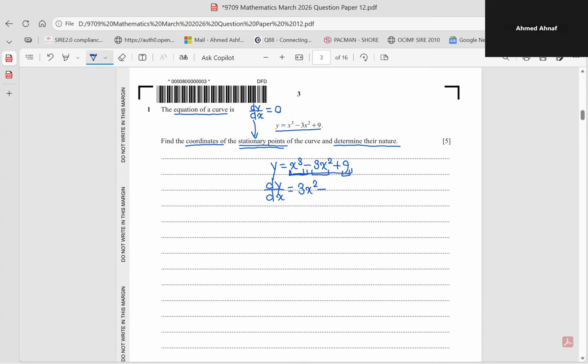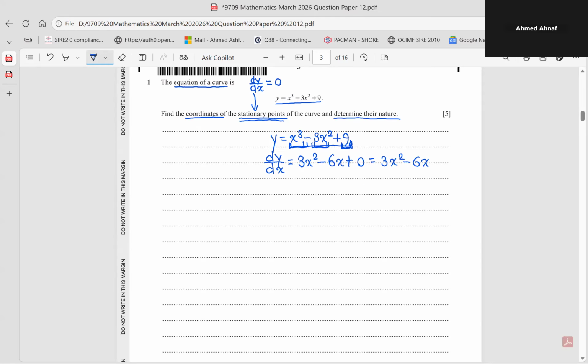Keep the minus sign. Do the same for 3x squared. Bring down the 2, so 3 times 2 is 6, and minus 1 from the power 2. So you just get minus 6x. And keep the plus sign. To differentiate 9, since it's a constant, you get nothing. So you just get 0. So our dy/dx is 3x squared minus 6x.